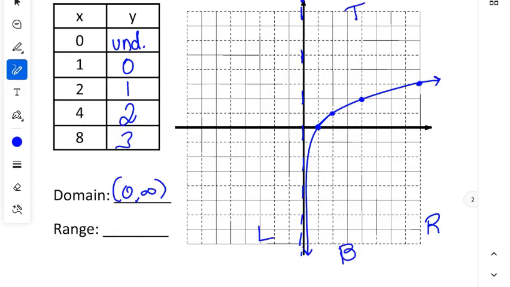All right. And then our bottom to top. How far down does it go? And how far up does it go? So it's all real numbers.